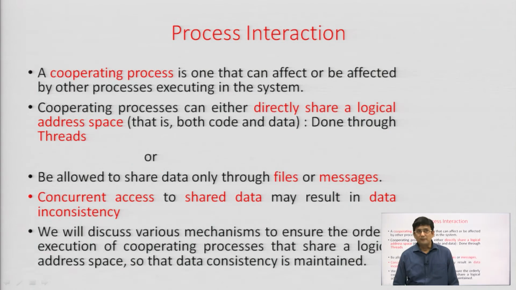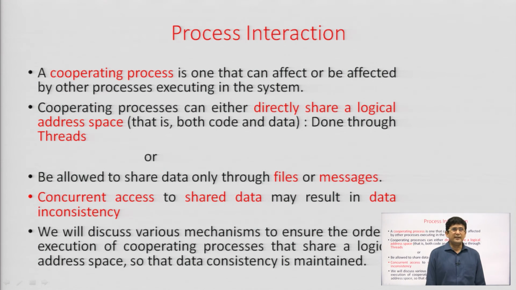Now, the process interaction, just take a brief look at this, because we already have discussed this. A cooperating process is one that can affect or be affected by the other processes executing in the system. Cooperating processes can directly share a logical address space, and this can be done through threads. If we have to run different parts of the code in parallel, we can run them with the help of threads.